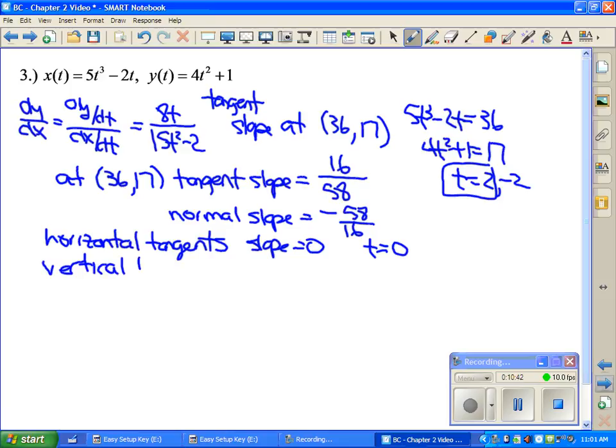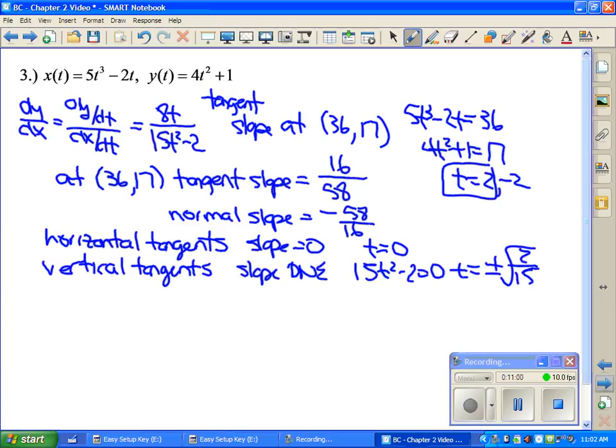So that was when your slope does not exist. If I set the denominator equal to 0, 15t squared minus 2 equals 0, you get t equals plus or minus the square root of 2/15, which would be when it was vertically tangent.